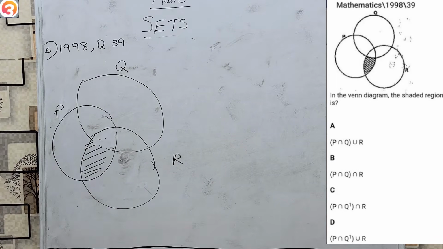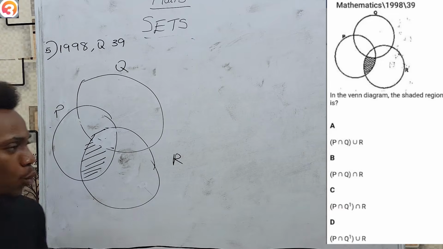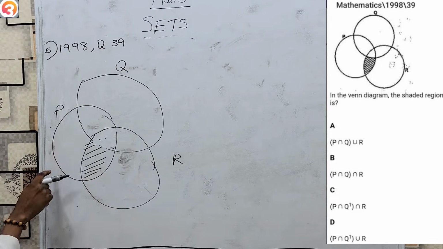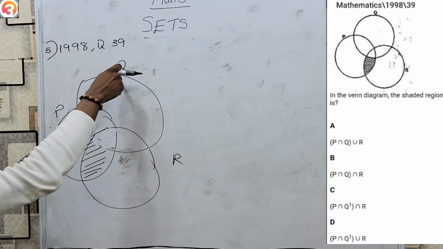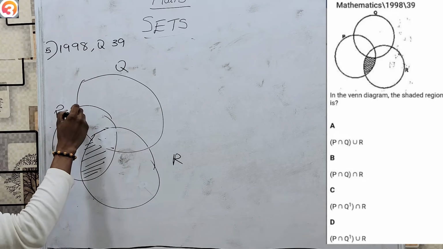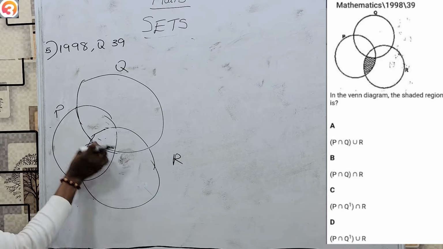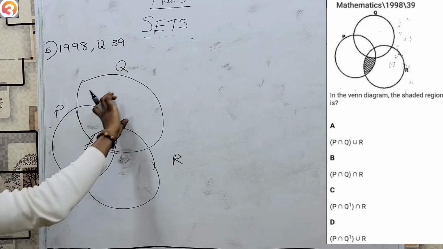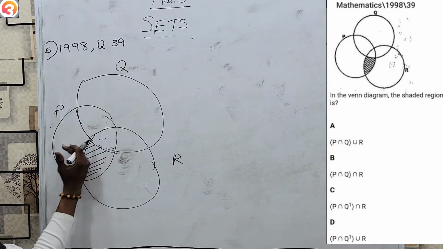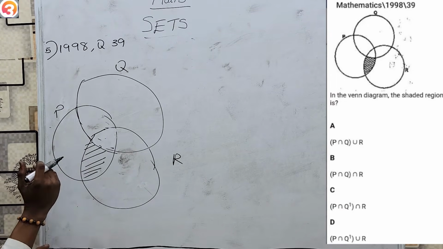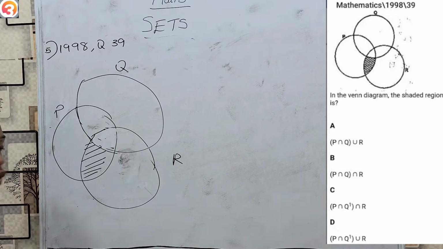Option C says P intersection Q prime, which is saying the part of P that is not in Q. Now, this is P. The part of P which is not in Q is, well, everything beneath here, because this is where P and Q join. The part of P which is not in Q is everything down here. This is P intersection Q prime. Then the difference between C and D is whether it's going to be intersection R or union R.